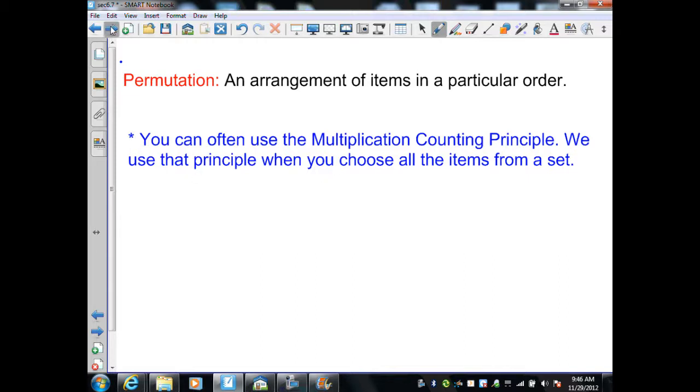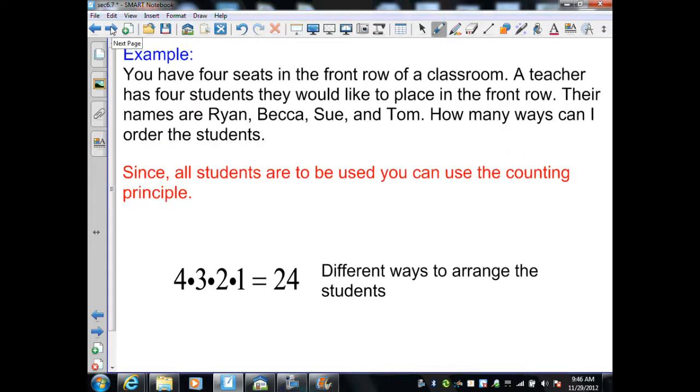Let's look at an example. You have 4 seats in the front row of a classroom. A teacher has 4 students they would like to place in the front row. Their names are Ryan, Becca, Sue, and Tom. How many ways can I order the students? Here, we're going to use all 4 students, and we have 4 seats. Therefore, we're using all of the set. And that's what this statement is.